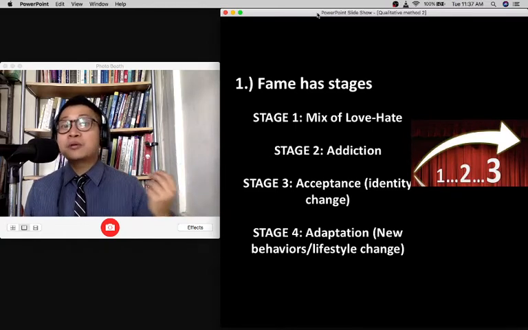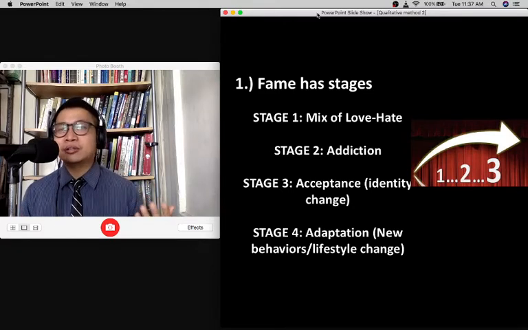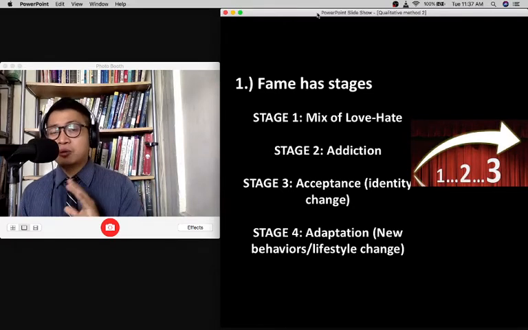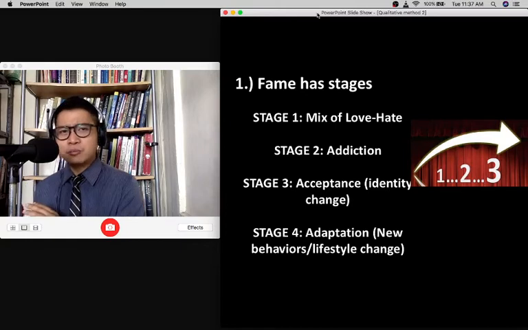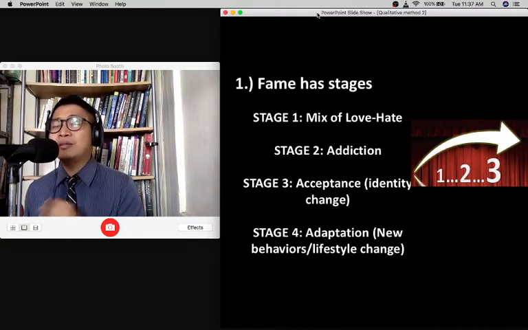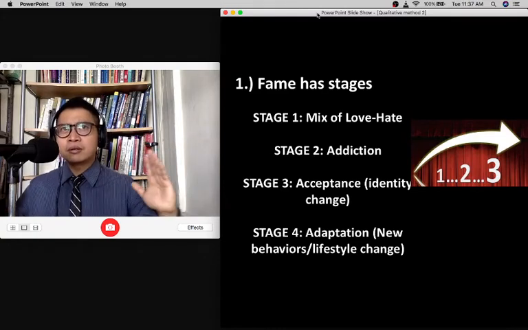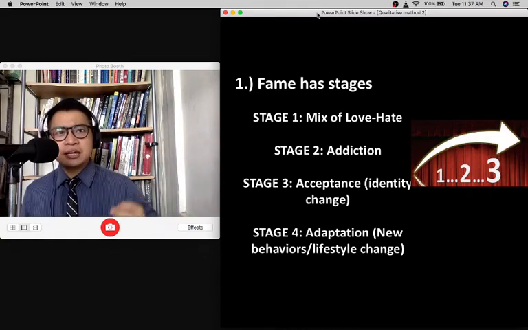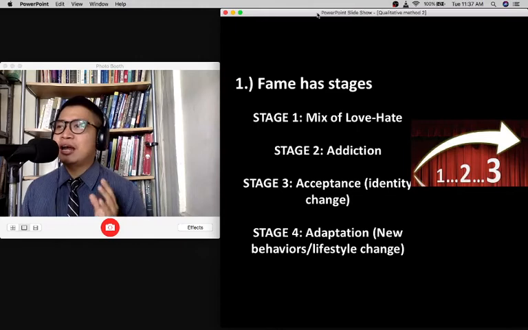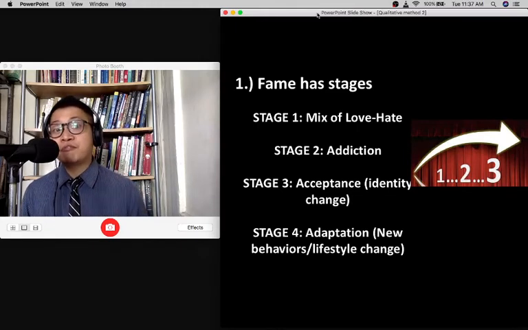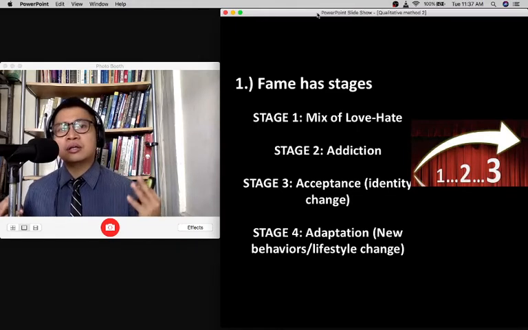Okay? Even their spending habits, nag-iiba na rin, no? Dati-rate, if you compare their spending habits before they were famous, it is very different from the way they spend their money now that they are famous. Isa yan sa talagang nag-iiba. Mas nagiging magastos yung kanilang lifestyle after they have become famous. Okay, so these are the different stages that famous people undergo.